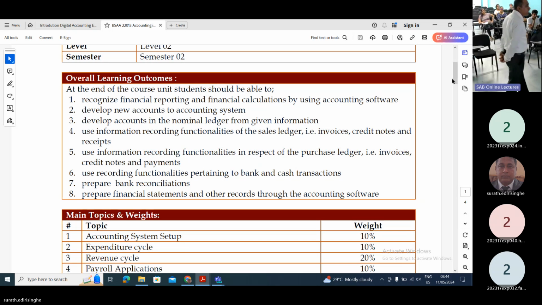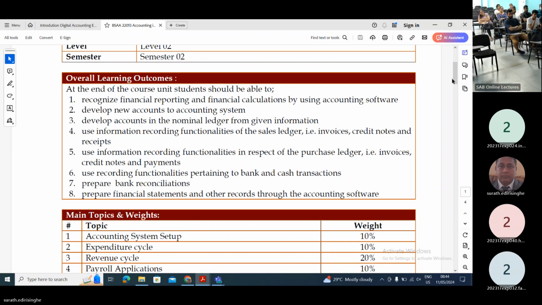Record functionalities pertaining to bank and cash transactions. Recording of bank transactions and cash transactions: cash payment, cash receipt, bank payment, bank deposits. Everything is discussed under the general ledger, cash book and bank book transactions. Number 7, preparation of a bank reconciliation statement. Right. Number 8. Very important point.